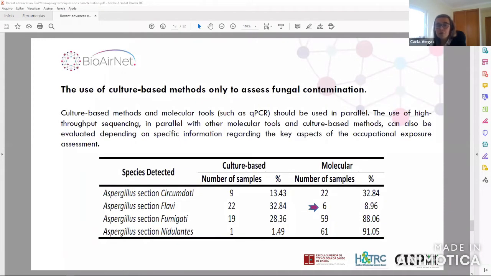Also, we shouldn't use only culture-based methods. As you can see in these results from the mechanic protection gloves, in all the samples, the molecular detection allows us to obtain a higher number of samples with the target Aspergillus section, with the exception of the Flavi section, since we were targeting only the toxigenic strains that produce aflatoxin B1.